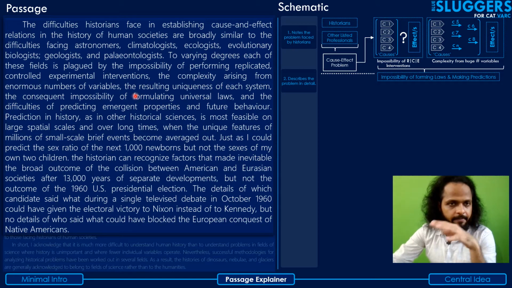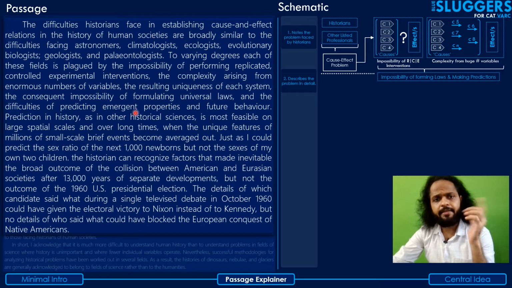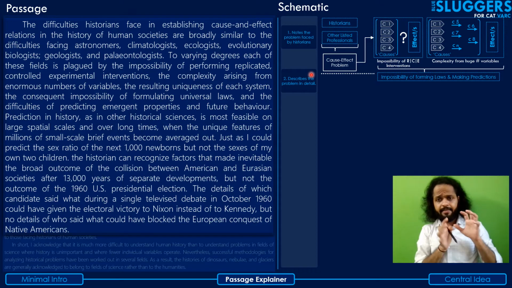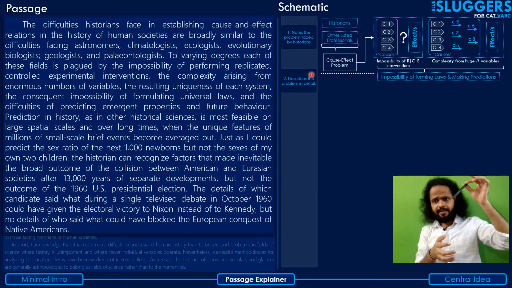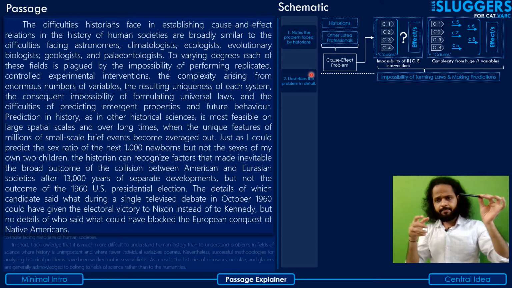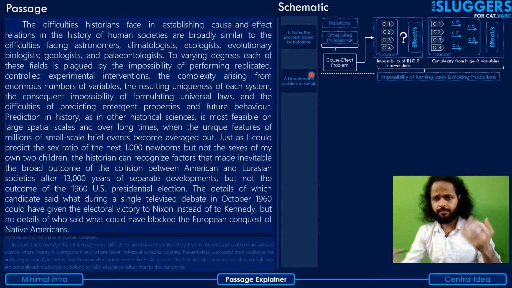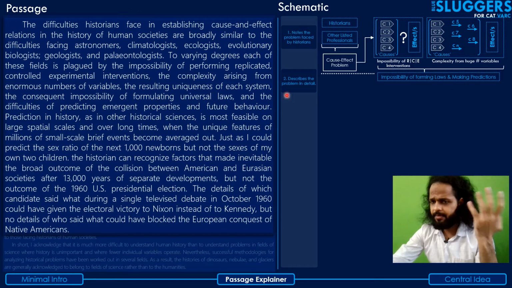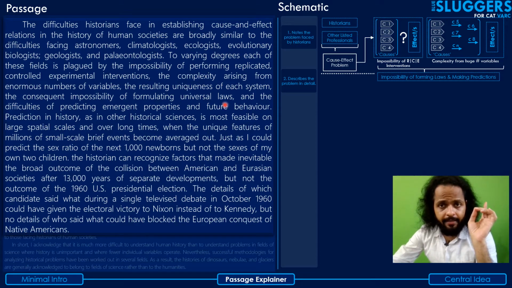And next he says, and the difficulties of predicting emergent property. Obviously, if you have not been able to formulate laws, you also won't be able to predict any emergent properties or future behavior. You can predict something in the future only if you have a certain law that encapsulates the workings of the universe, right? So if I drop this pen from here, I can predict that it will fall down if I let go of it, because I know the law of gravity. But in this case, they're not able to formulate any laws, and hence they won't be able to make any predictions. That's what he means by this part.